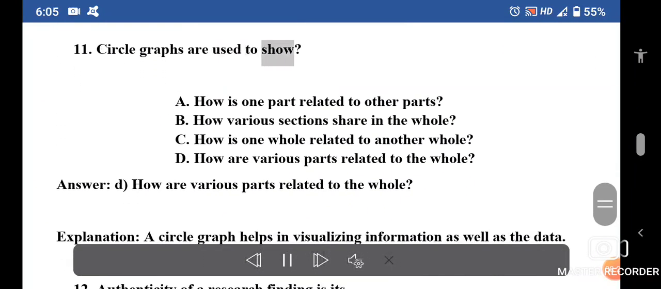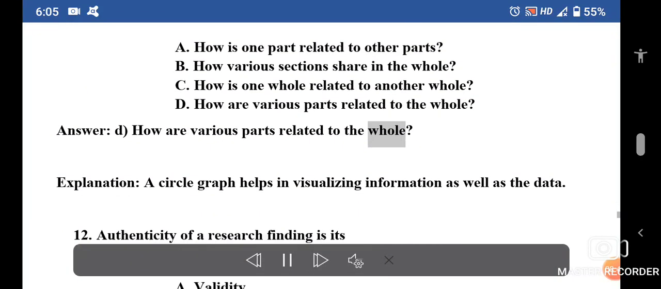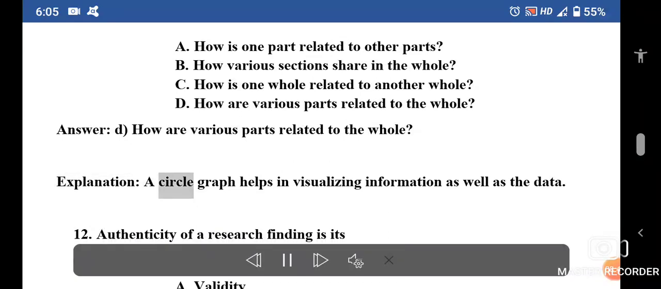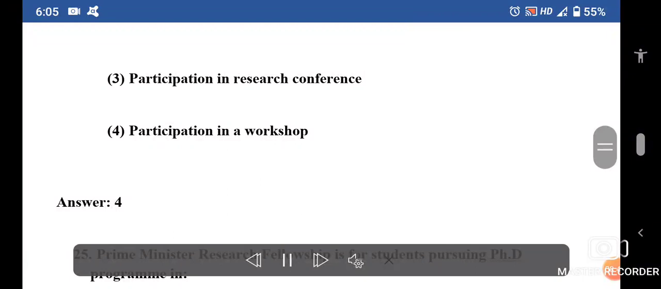Circle graphs are used to show how is one part related to other parts, how various sections share in the whole, how is one whole related to another whole, how are various parts related to the whole. Answer D. How are various parts related to the whole? Explanation: a circle graph helps in visualizing information as well as the data.